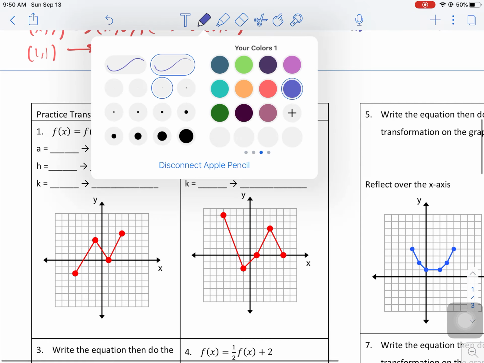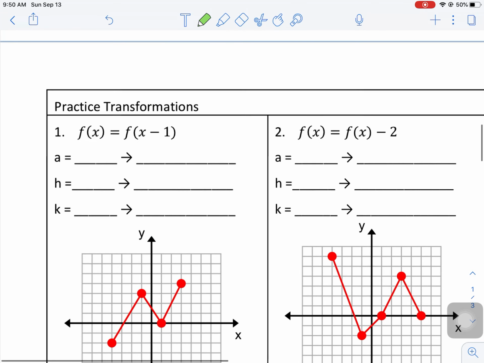So when I label it like this, what I'm looking for is for you to label all the values, so A, H, and K, and then explain what they do. So this is the explanation part. Our A value in this case is 1, so then there's no vertical stretch, right? You multiply something by 1, it's not going to change, so we can say not applicable here.